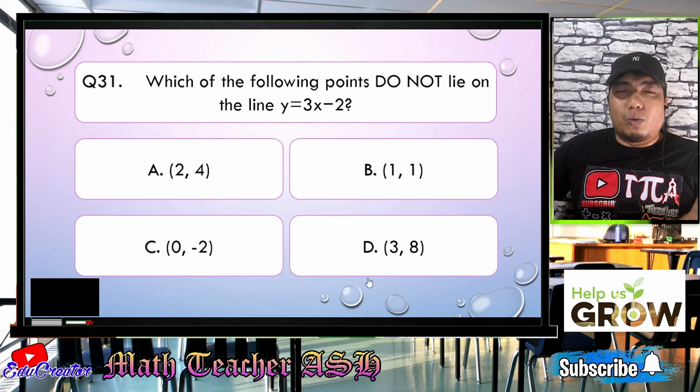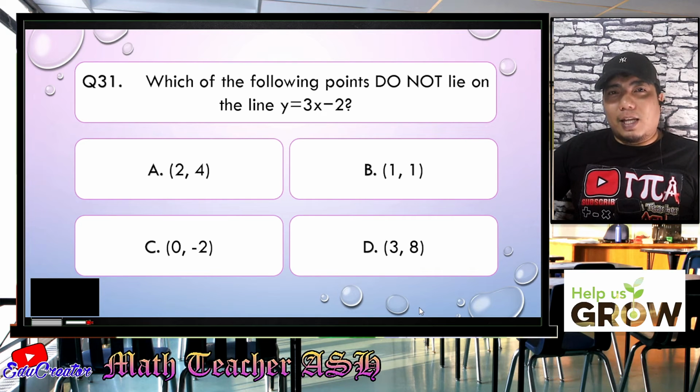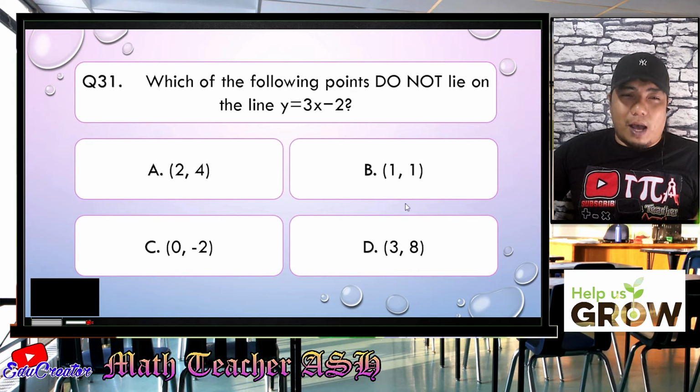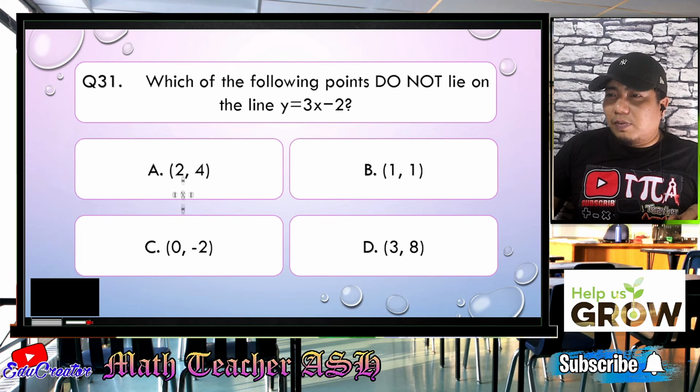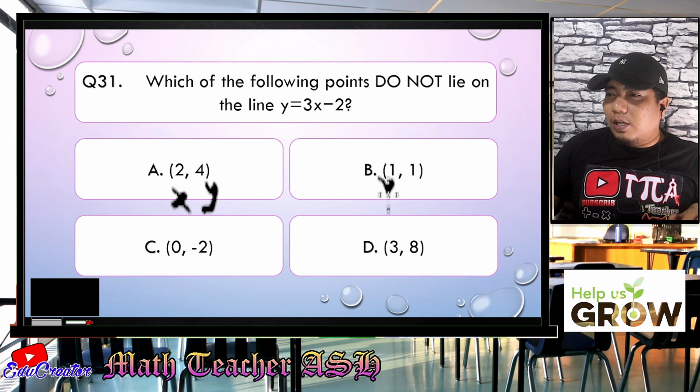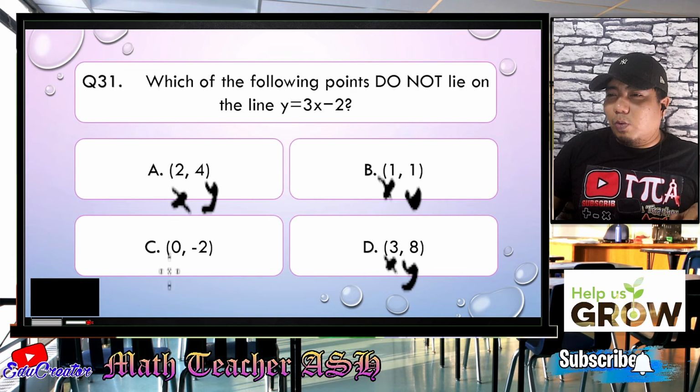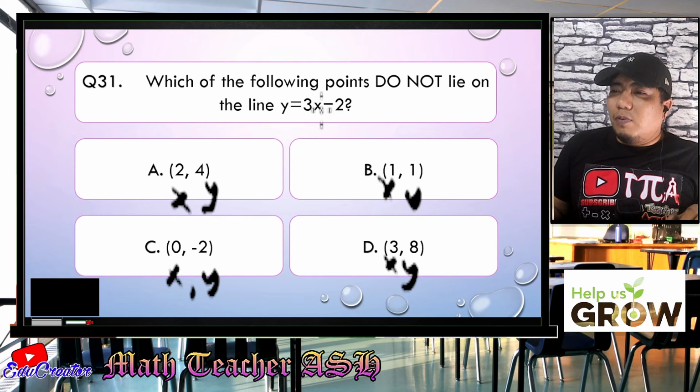Alright, math learners, what you need to do here is basically to do trial and error. How? The values given in our choices, this will serve as your x, and this will serve as your y. This will be your x, and this will be your y. So, if you substitute the x given, it should satisfy the value of y.